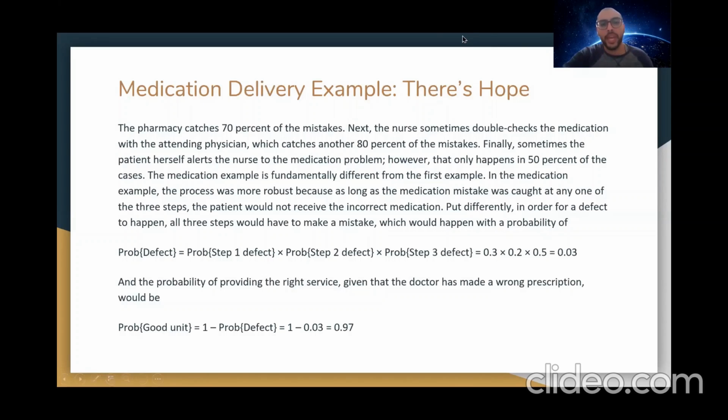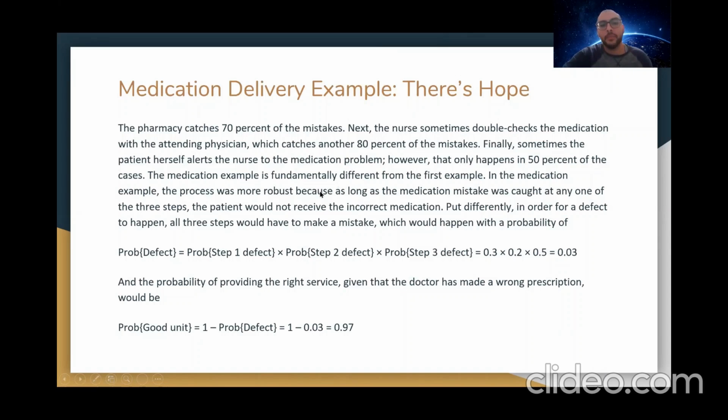And the example we have here says, the pharmacy catches 70% of the mistakes that a doctor might make while writing a prescription. Next, the nurse sometimes double checks the medication with the attending physician, which catches another 80% of the mistakes. Finally, sometimes the patient herself alerts the nurse to the medication problem. However, that only happens in 50% of the cases.